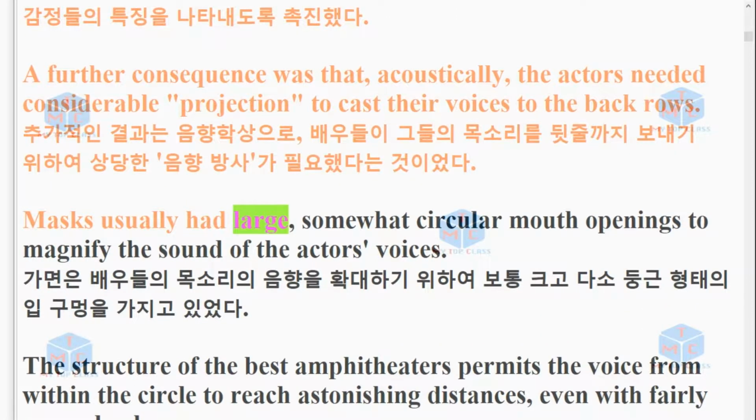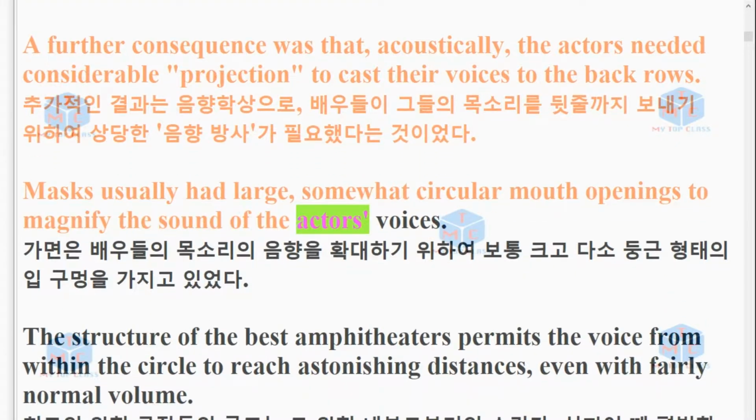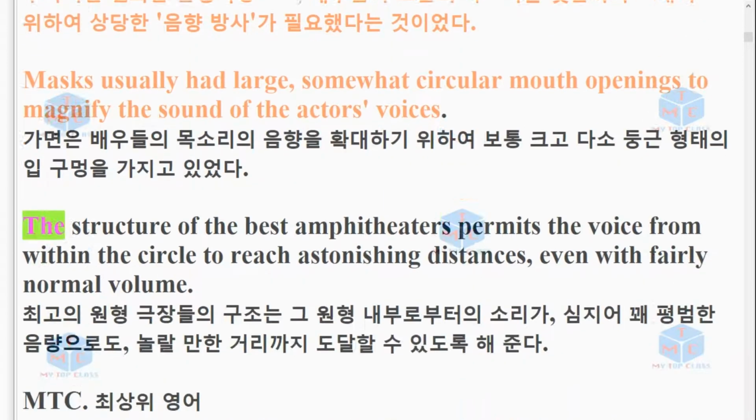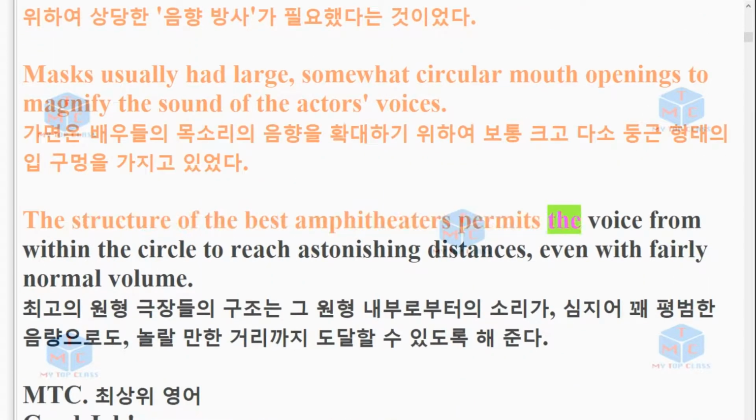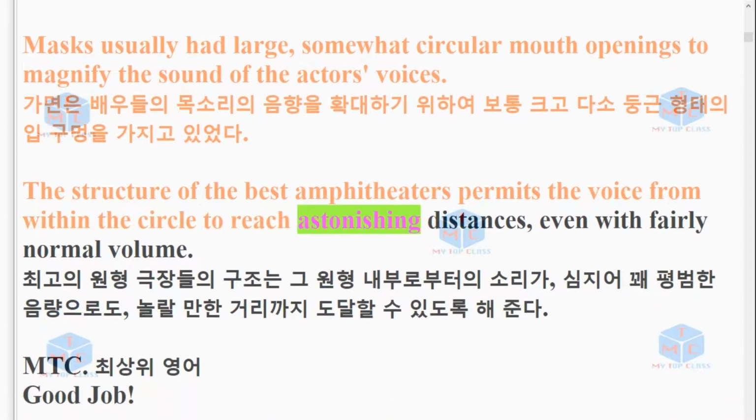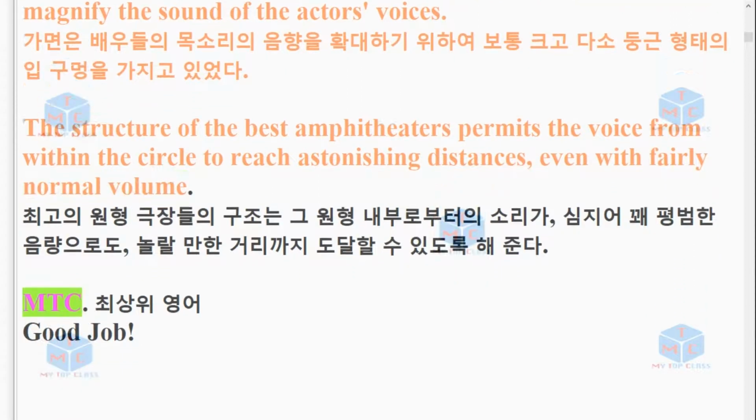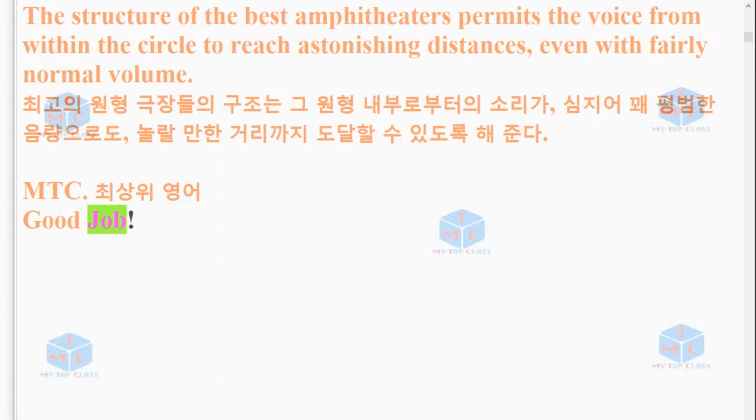Masks usually had large, somewhat circular mouth openings to magnify the sound of the actors' voices. The structure of the best amphitheaters permits the voice from within the circle to reach astonishing distances, even with fairly normal volume.